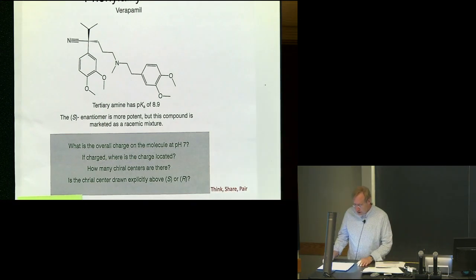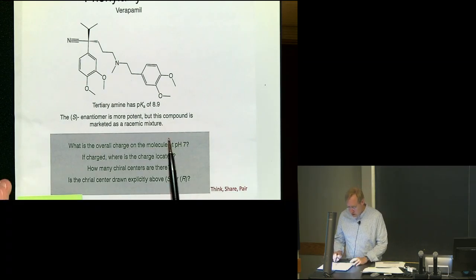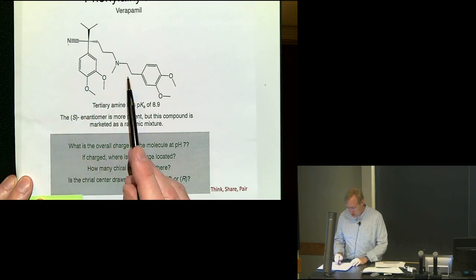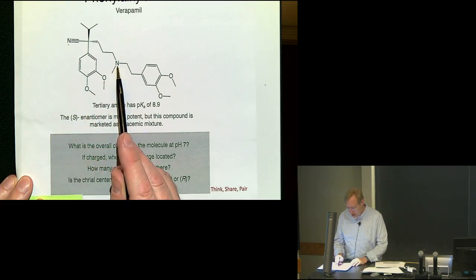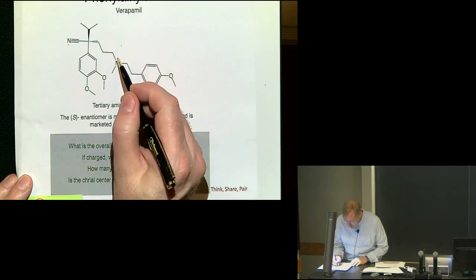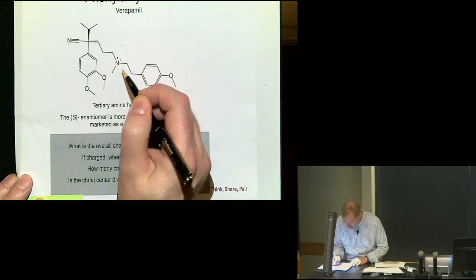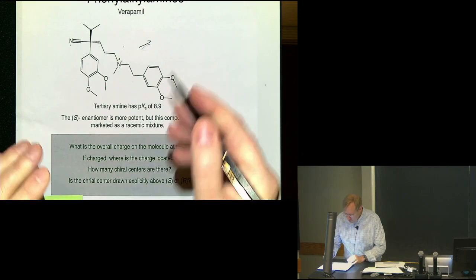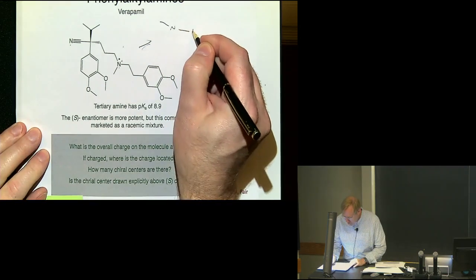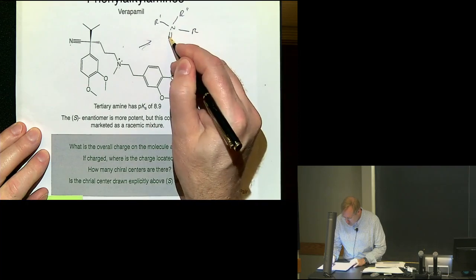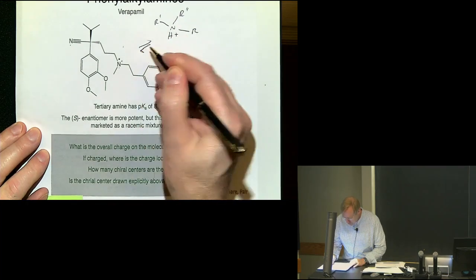All right, it has a pK of almost 9. Which atom? This one? No. That one? Yes. That one? No. This is the one. Tertiary amine, so an amine that has 3 substituents. So that's going to be in equilibrium with the protonated form.